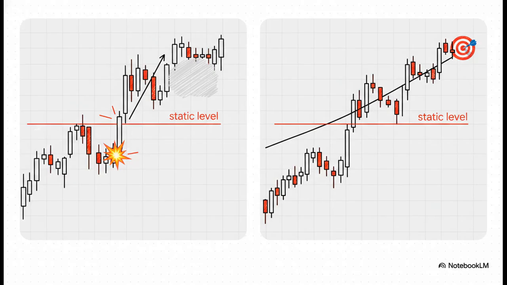Now, what's so cool about these levels is that they have a sort of dual personality. When the price gets right up close to them, they become battlegrounds. You're looking for breakouts or rejections. But when the price is way far away from them, they turn into lighthouses in the distance. They become these really logical profit targets to aim for. It's this dynamic that makes them so incredibly useful.